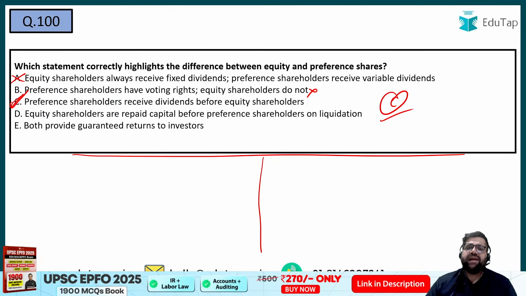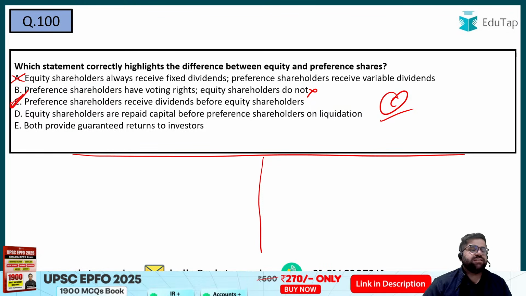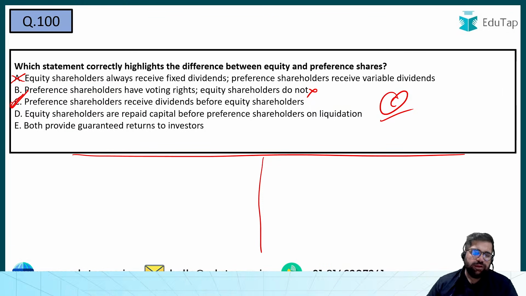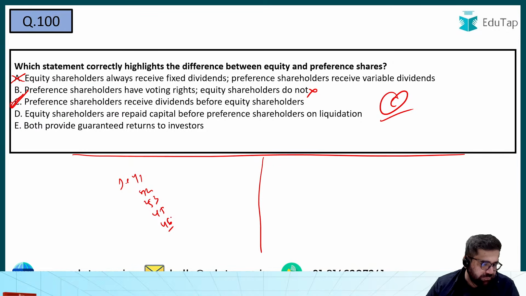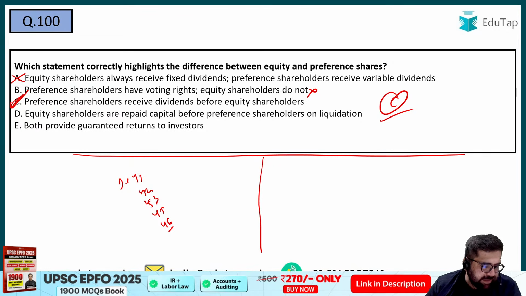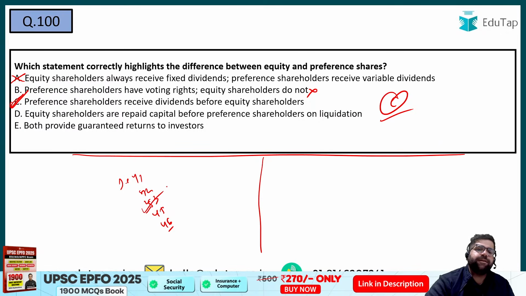Now tell me, as per which particular section of the Companies Act do preference shareholders get 2 extra preferences? Your options are section 41, section 42, section 43, section 45 or section 46. Yes, the correct answer will be section 43.